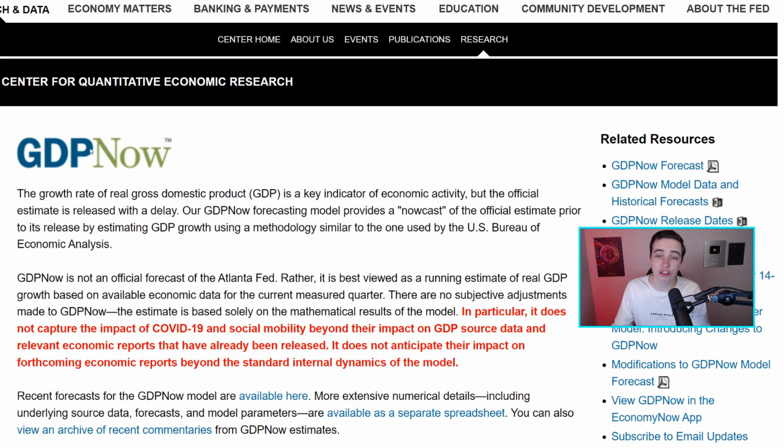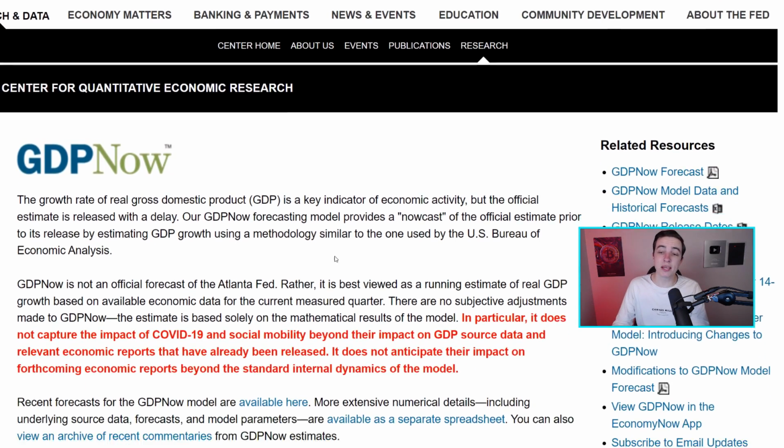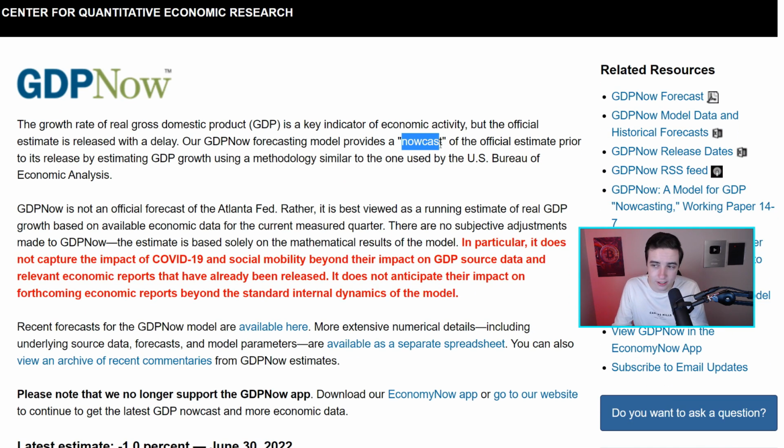And by the way, this GDP Now page belongs to the Federal Reserve Bank of Atlanta, so it is an official source. But with that being said, their GDP Now forecasting model provides a nowcast, so basically a real-time forecast of the official estimate prior to its release by estimating GDP growth using a methodology similar to the one used by the US Bureau of Economic Analysis. So basically what that means is the following GDP estimates are only that. They are only estimates as of right now.